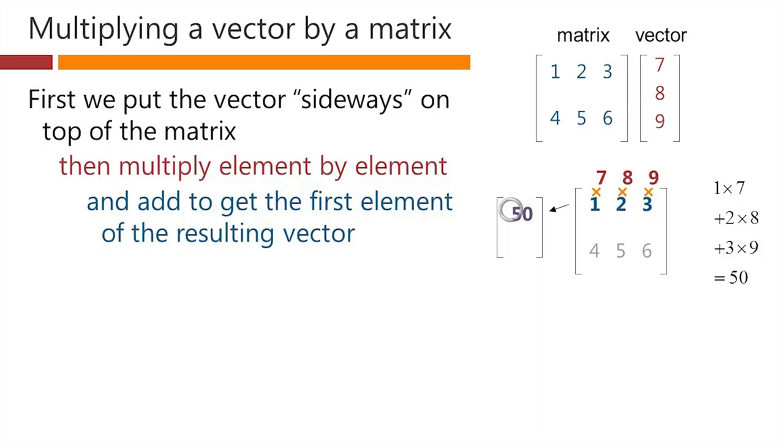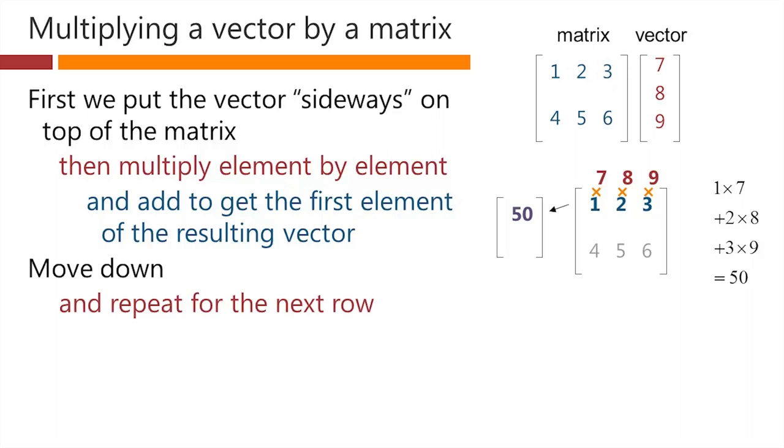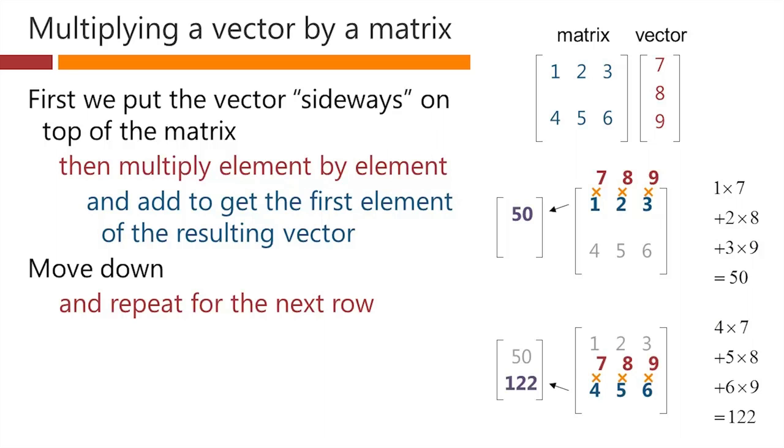And this result here is going to be a vector, and the first element in the vector, this top one here, is the result of the product of this vector with that matrix. So we can keep going here. We can move down and repeat for the next row. We move our 7, 8, and 9 down to multiply them. 7 times 4, 8 times 5, 9 times 6. And we have all of these here. We add them up and get 122. And notice that we put this in the lower element of this vector.